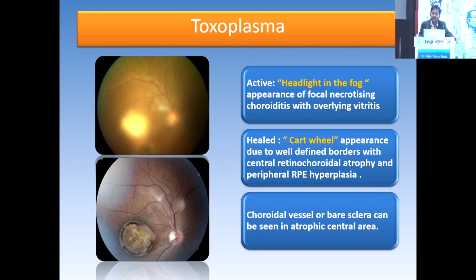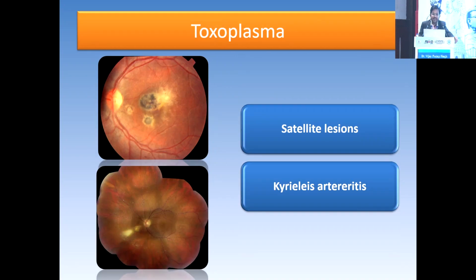If we see a patient having dense vitritis with focal necrotizing choroiditis, giving a typical headlight in the fog appearance, we should suspect a case of toxoplasma. When the lesion is healed, it gives a typical cartwheel appearance due to well-defined borders with central retinochoroidal atrophy and peripheral RPE hyperplasia. We can see the choroidal vessels and Bayer's sclera in the atrophic central area.